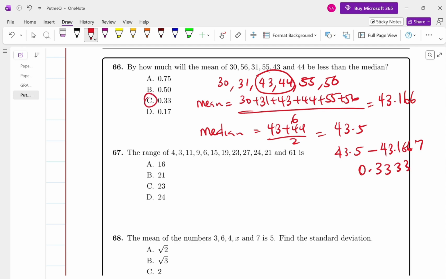Question 67 says, the range of the following numbers is dash. Range is highest minus lowest. The highest here is 61, which is actually weird. So we're going to do 61 minus the lowest number here, which is 3.